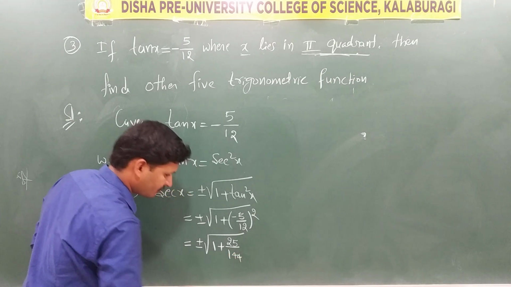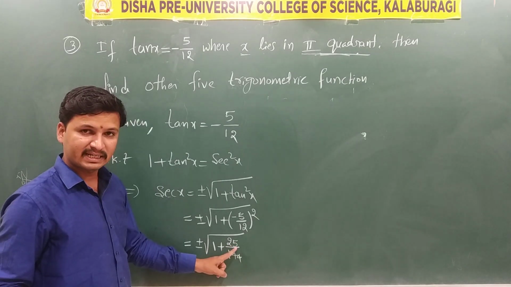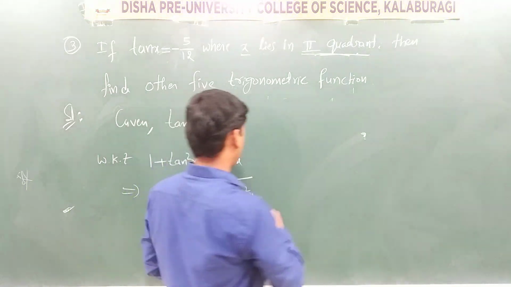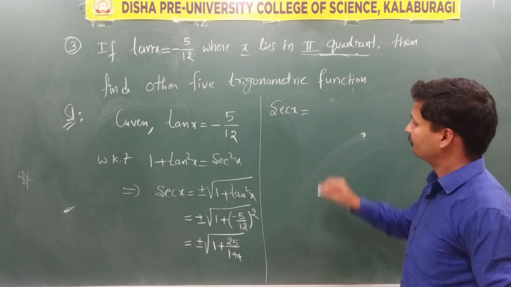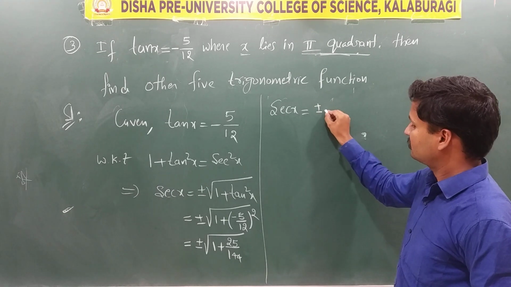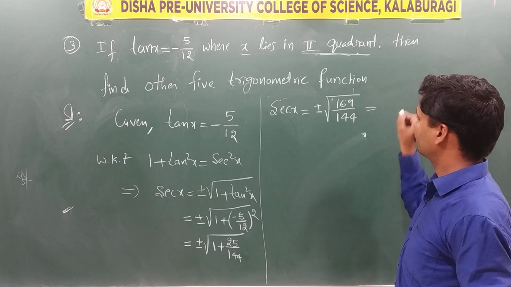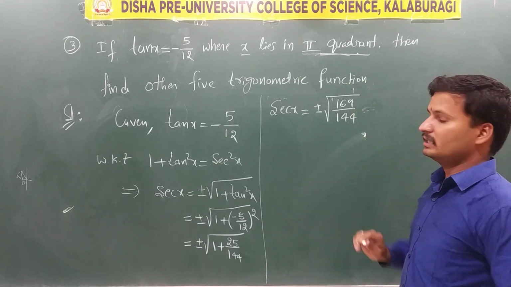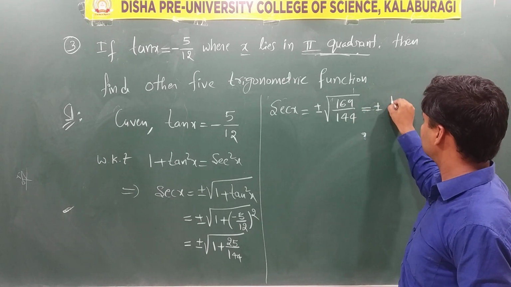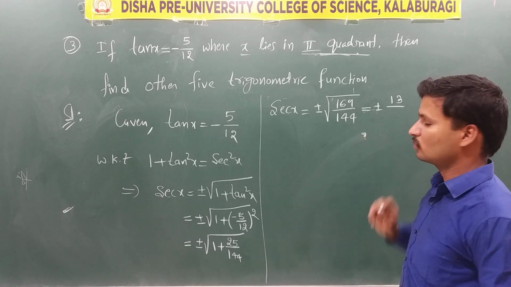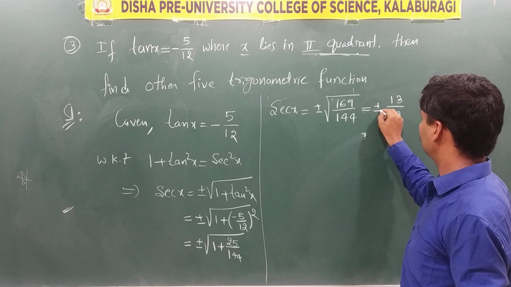So LCM, that is 144. So 144 plus 25, 169. 169 divided by 144. So secant x is equal to plus or minus under root of 169 divided by 144. Yes, 169 divided by 144 is nothing but under root of 169 is 13, divided by under root of 144 is 12. So plus or minus 13 divided by 12.